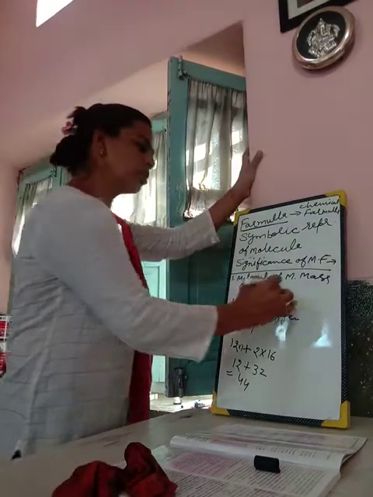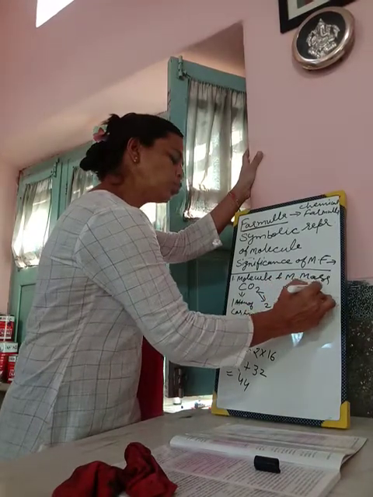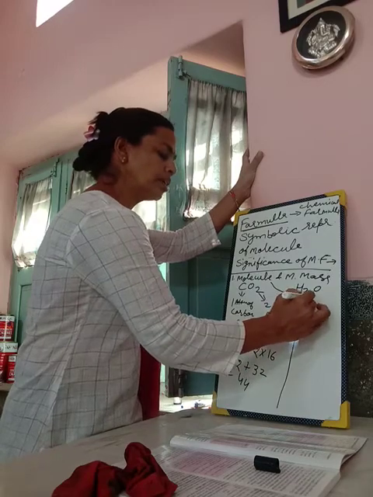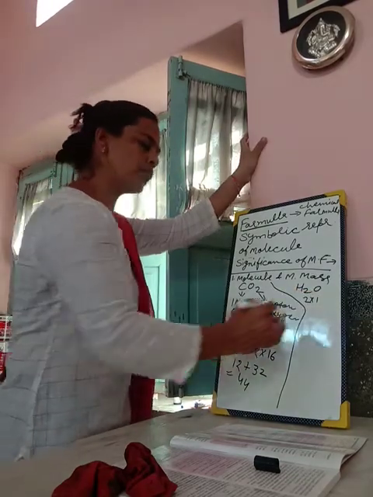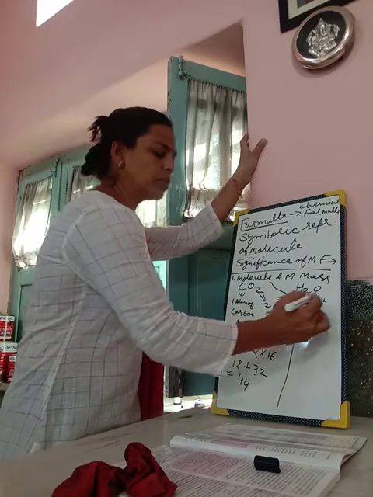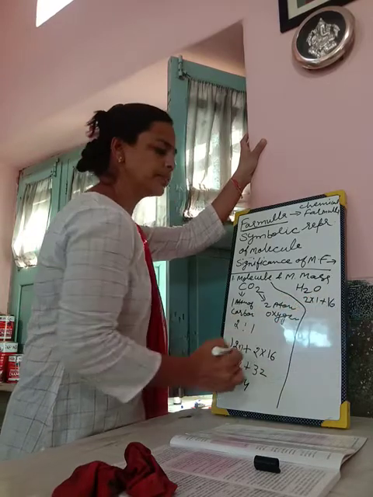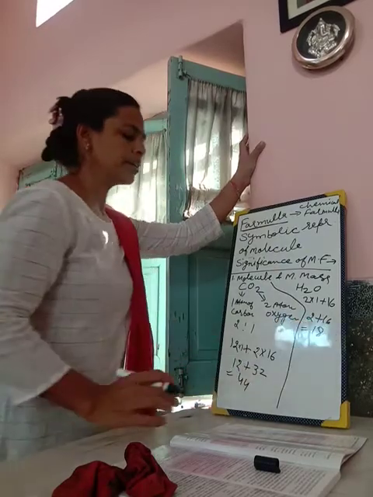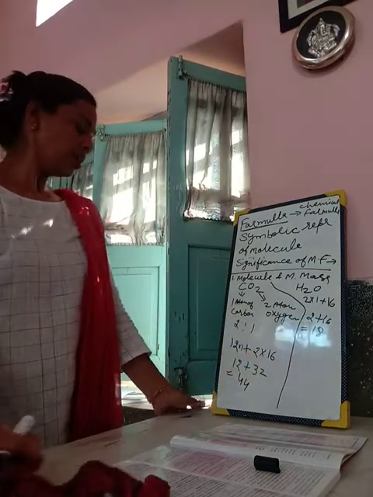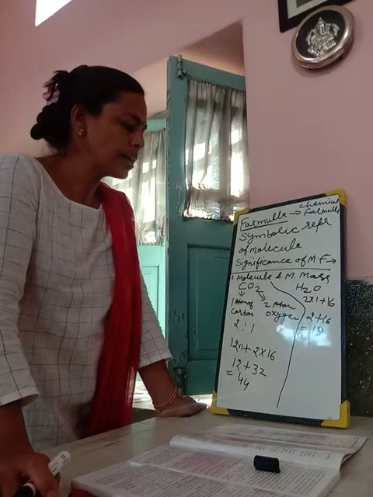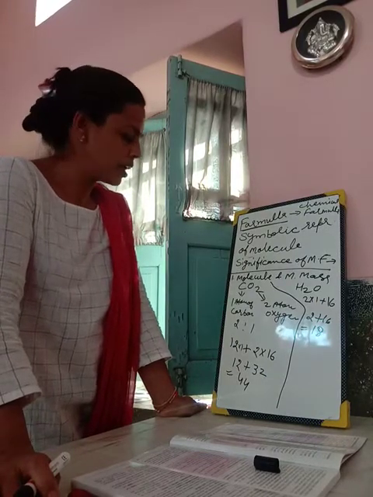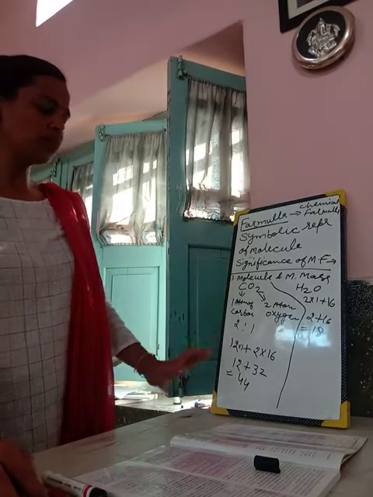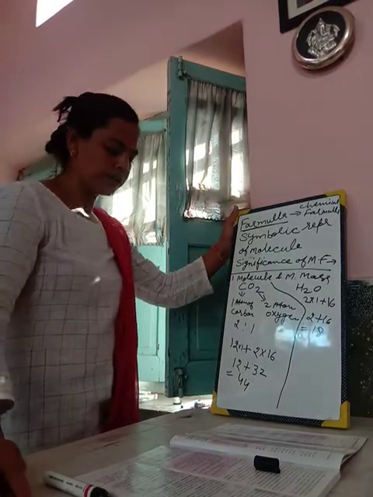We can take one more example, H2O: 2 atoms of hydrogen, and the atomic mass of hydrogen is 1 and of oxygen is 16. 2 plus 16 equals 18. It means one molecule of water has the molecular mass 18. This gives the information about molecules and molecular mass.